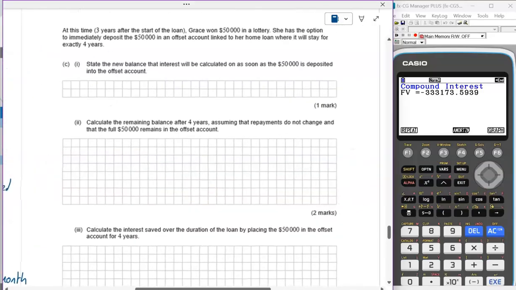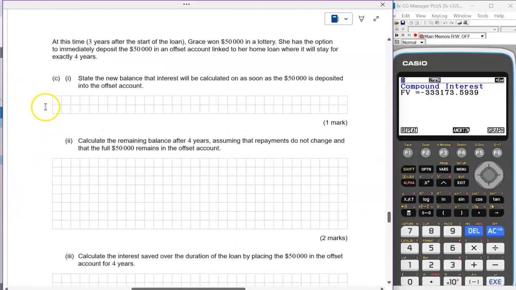Okay, moving on to the next part of the question. At this time, 3 years after the start of the loan, Grace won $50,000 in a lottery. She has the option to immediately deposit the $50,000 in an offset account linked to her home loan where it will stay for exactly 4 years. It says to state the new balance that interest will be calculated on as soon as the $50,000 is deposited into the offset account.